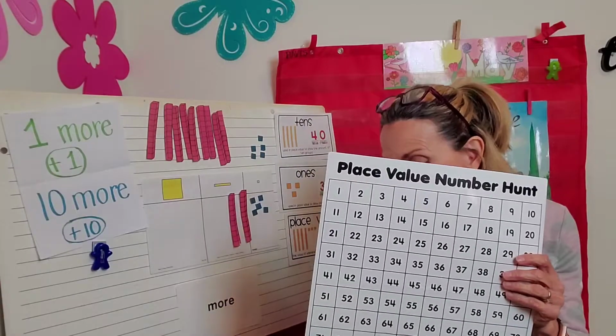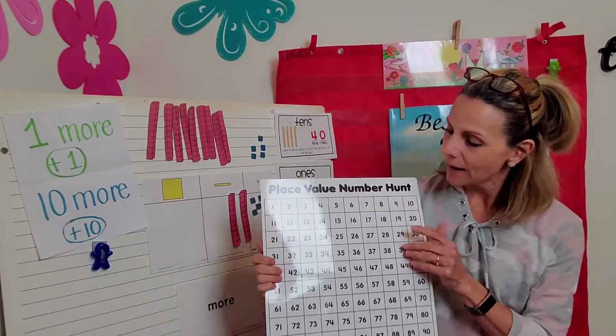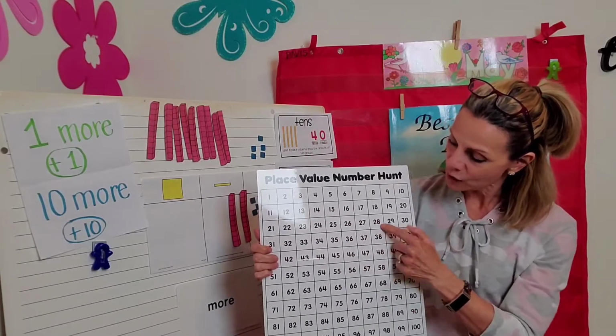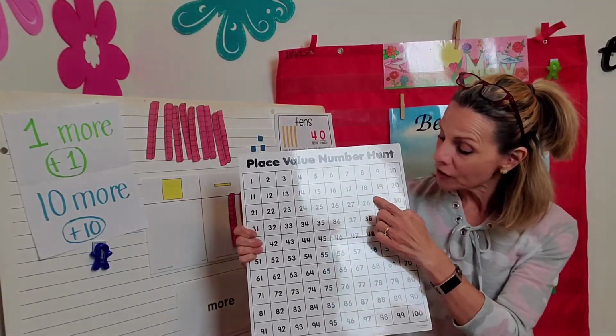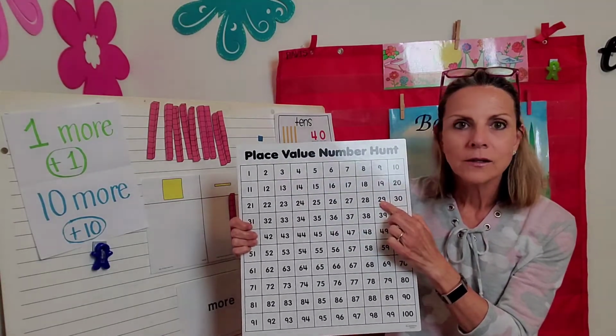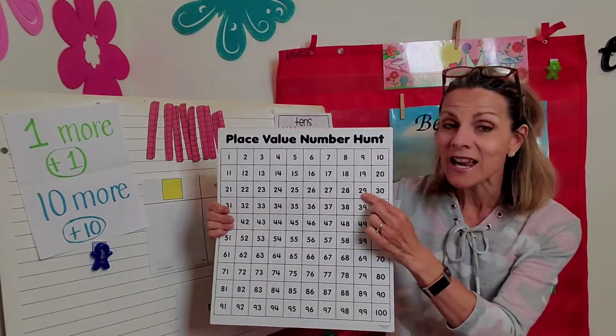Let's do 2 more. Okay, then go to 28. Go to the row that has the 20s. There's 28. I'm going to go forward one jump. 1 more than 28 is 29. 8 plus 1 is 9.